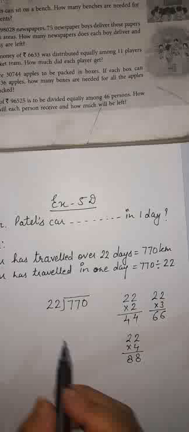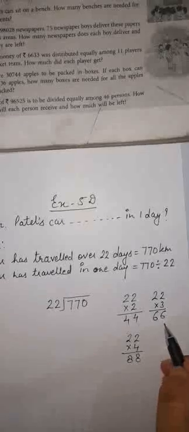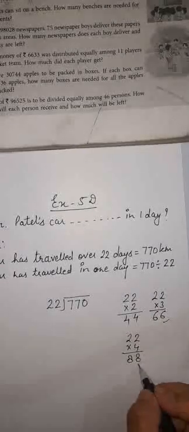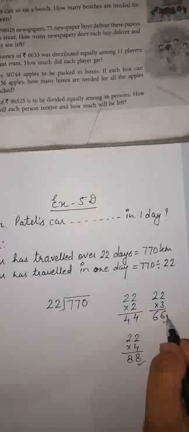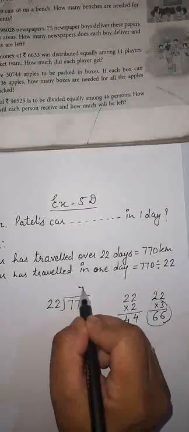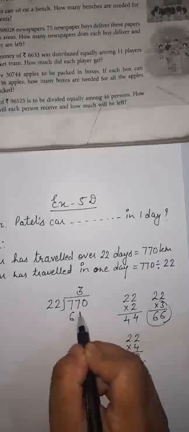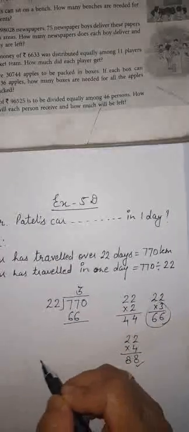Now look at children, this is 77 and here we have two numbers which are near to 77. This one is smaller and this one is bigger. So we will write this one. It means that 22 threes are 66. Fine. Now subtract it. 7 minus 6, 1.